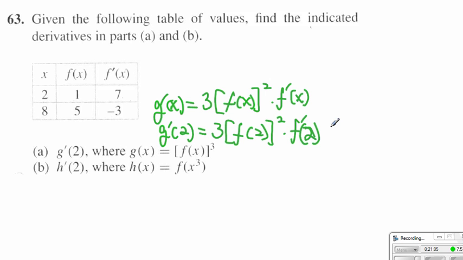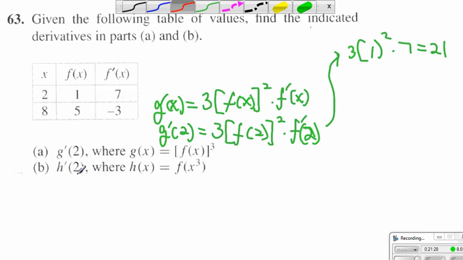Now, what is this equal to? Let's try to calculate that. 3 times, what is f of 2? F of 2 is, in fact, 1. Times, what is f prime of 2? F prime of 2 is 7. So therefore, our final answer becomes 21.